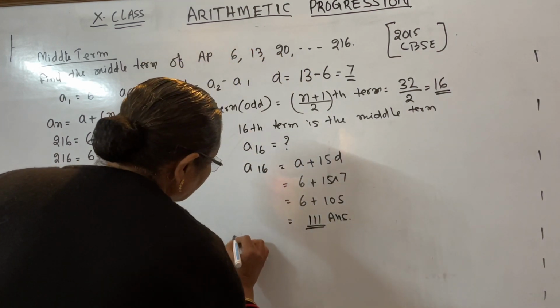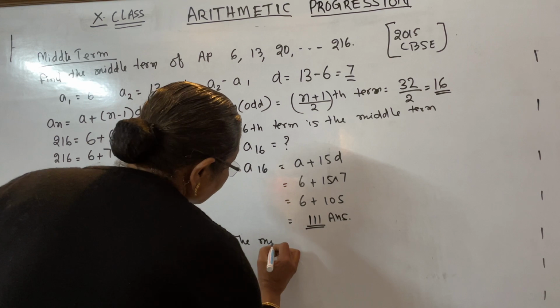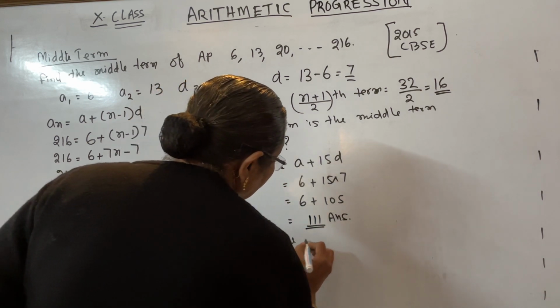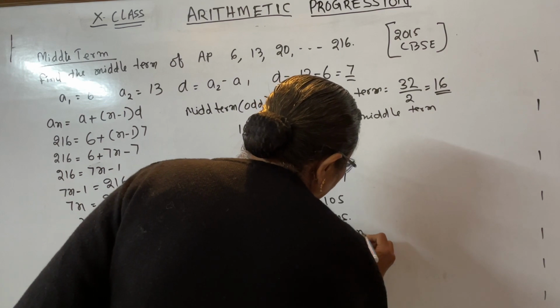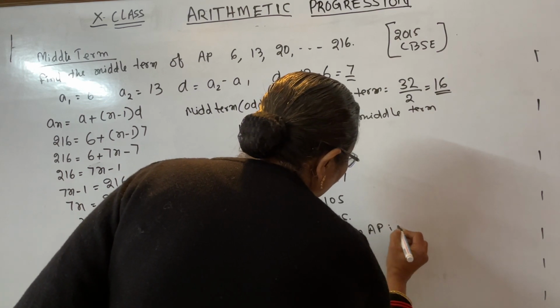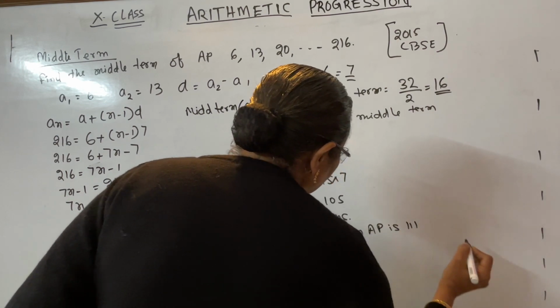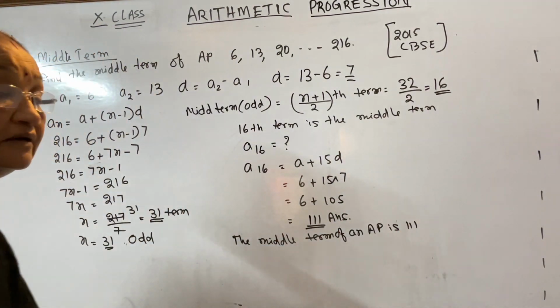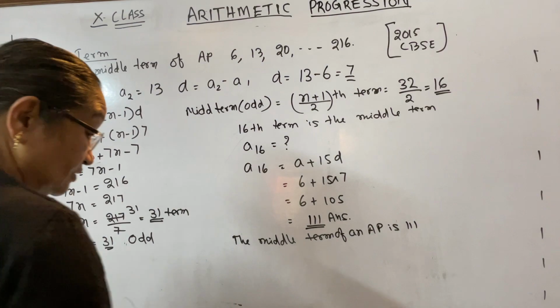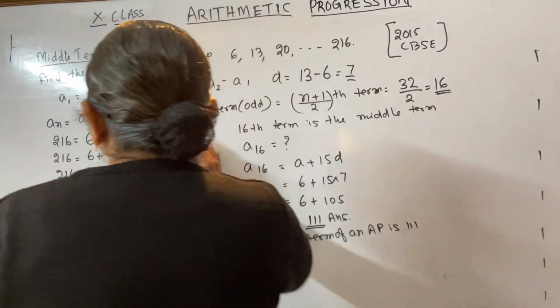So the middle term of this AP is 111. The 16th term is the middle term, and how much is that? That is 111. Okay, got it? Now let's go to the next question.